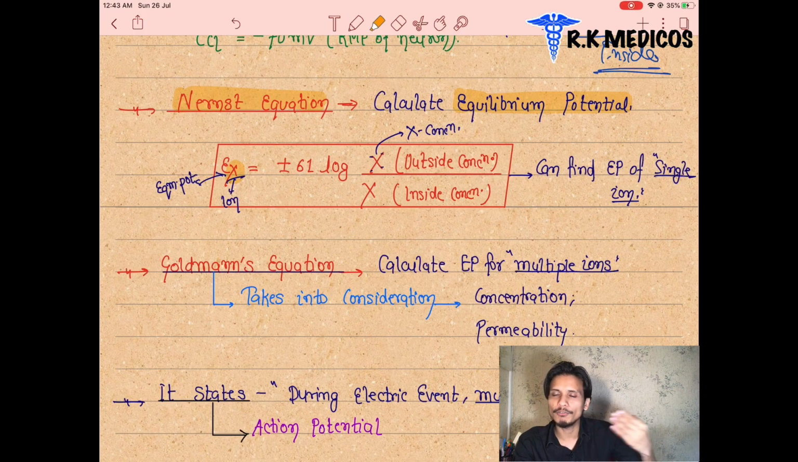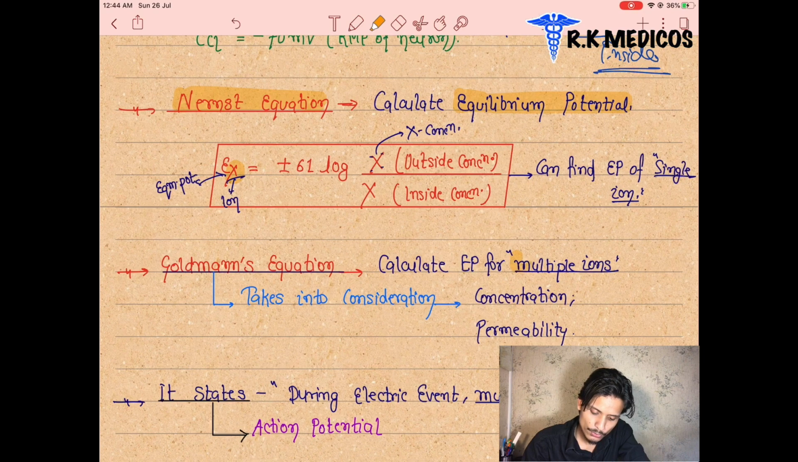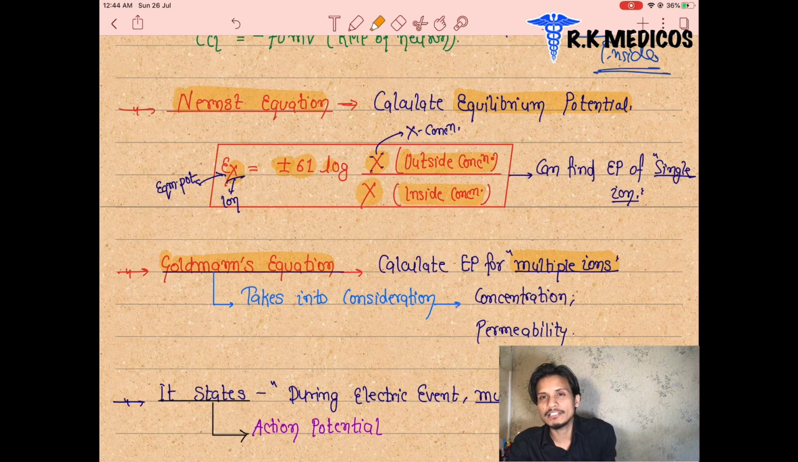When we want to calculate the equilibrium potential for multiple ions, suppose sodium, chloride and potassium at the same time, then we use the Goldman equation. The Nernst equation says the equilibrium potential of ion X is equal to plus or minus 61 log of the outside concentration of the ion over the inside concentration of the ion. X is for the same ion, so it means the concentration of the same ion outside the cell and inside the cell. We divide it, and we get the equilibrium potential of the X ion. So it is for the single ion.